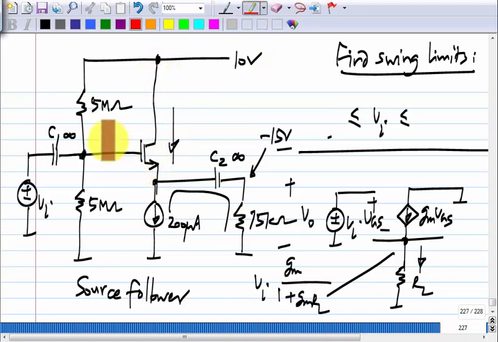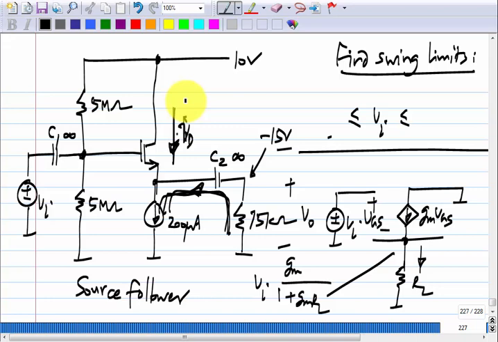Now, as the input voltage becomes smaller, this voltage becomes smaller, this also goes down. So, some current starts flowing in this direction, right? So the total of this ID and whatever is flowing from RL has to be 200 microamperes because that's an ideal current source. So, for a sufficiently large negative value of Vi, this current equals 200 microamperes and this current becomes 0. So that's when the transistor cuts off.